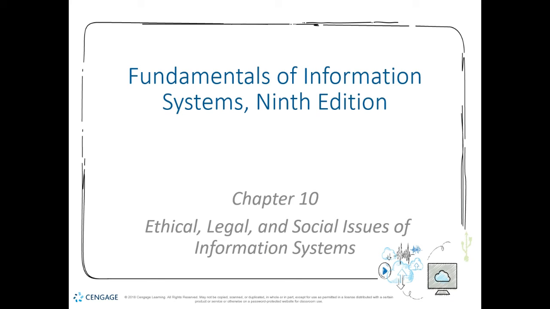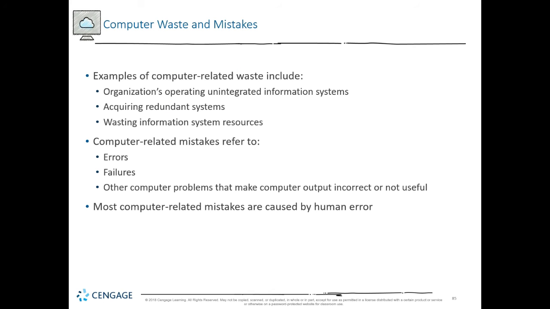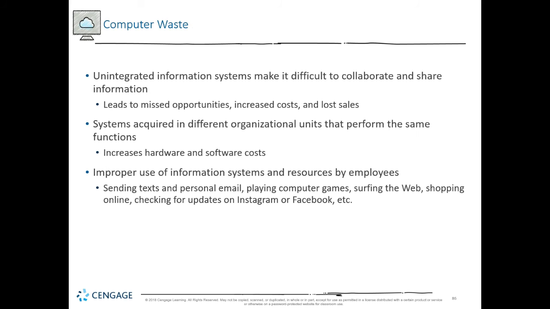Fundamentals of Information Systems, 9th edition, Chapter 10: Ethical, Legal, and Social Issues of Information Systems. Computer waste and mistakes. Examples of computer-related waste include organizations operating on unintegrated information systems, or acquiring redundant systems, wasting information or resources. Computer-related mistakes refer to errors, failures, and other computer problems that make computer output incorrect or not useful. Most computer-related mistakes are caused by human error.